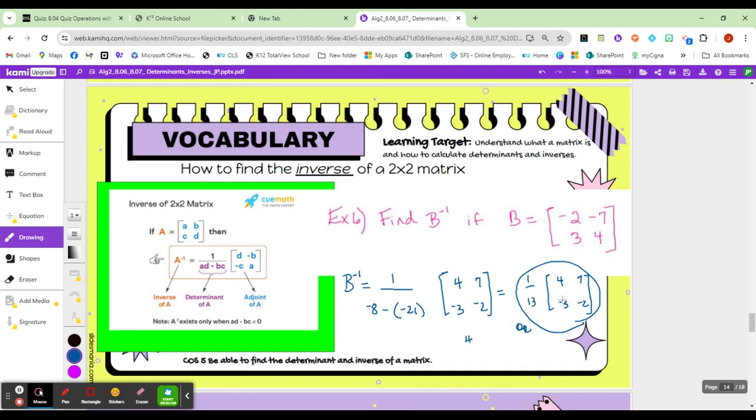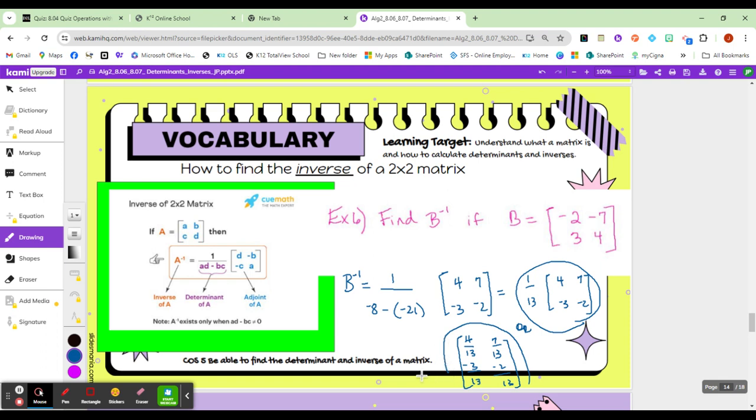So 1 over 13 times 4 is 4 over 13. 1 over 13 times 7 is 7 over 13. 1 over 13 times negative 3 is negative 3 over 13. 1 over 13 times negative 2 is negative 2 over 13. So I can see this either way.